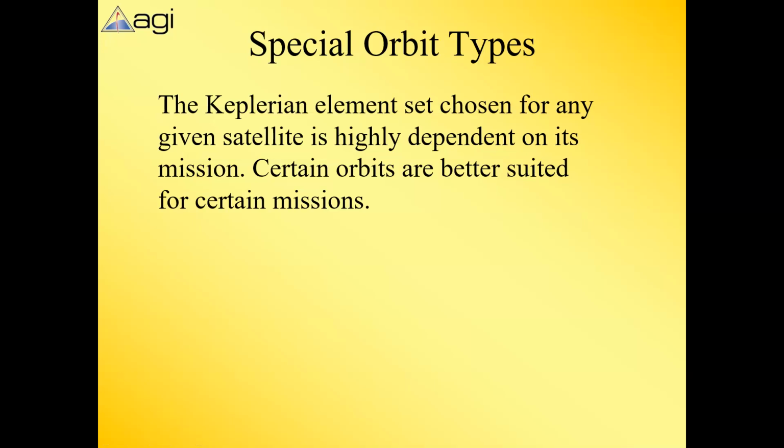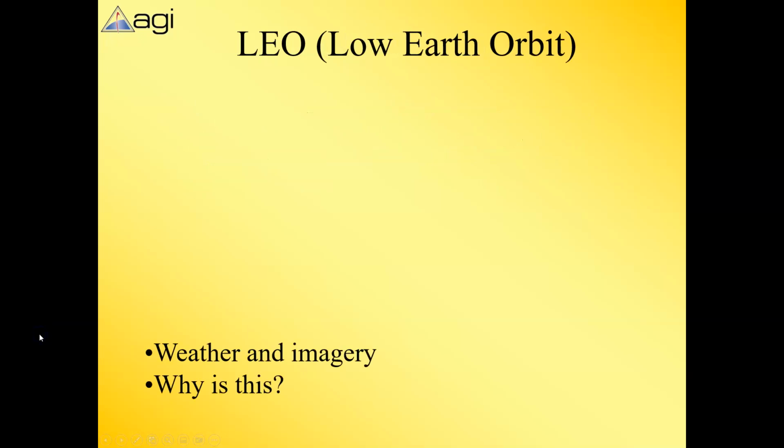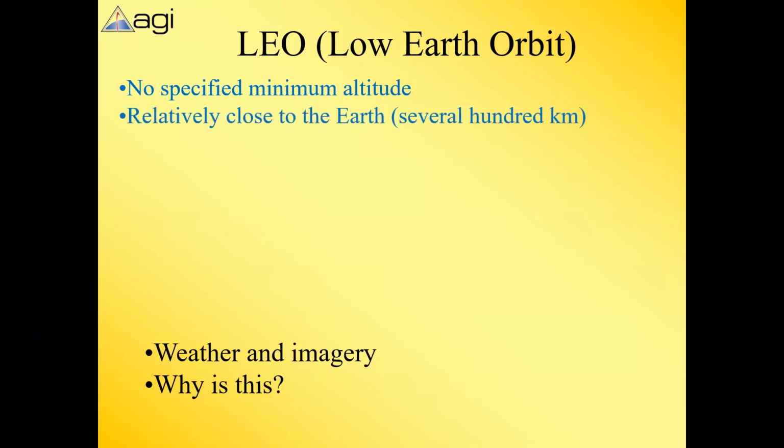So special orbit types. The Keplerian element set chosen for any given satellite is highly dependent on its mission. So certain orbits are better suited for certain missions. So you'll see going forward that there are some orbits that are very extreme, but they do serve a specific purpose. So the first one is a low Earth orbit. There's no specified minimum altitude as far as what constitutes a low Earth orbit. We'll talk a little bit more about that in a second.